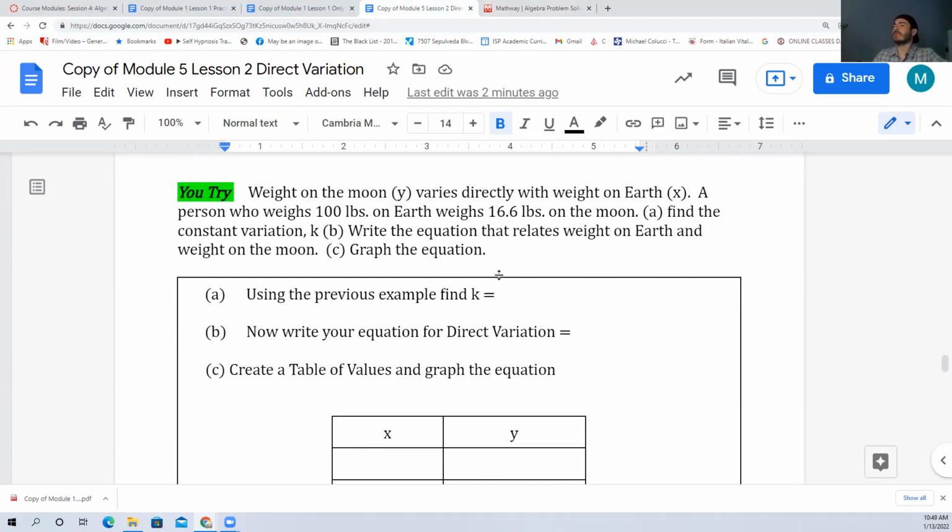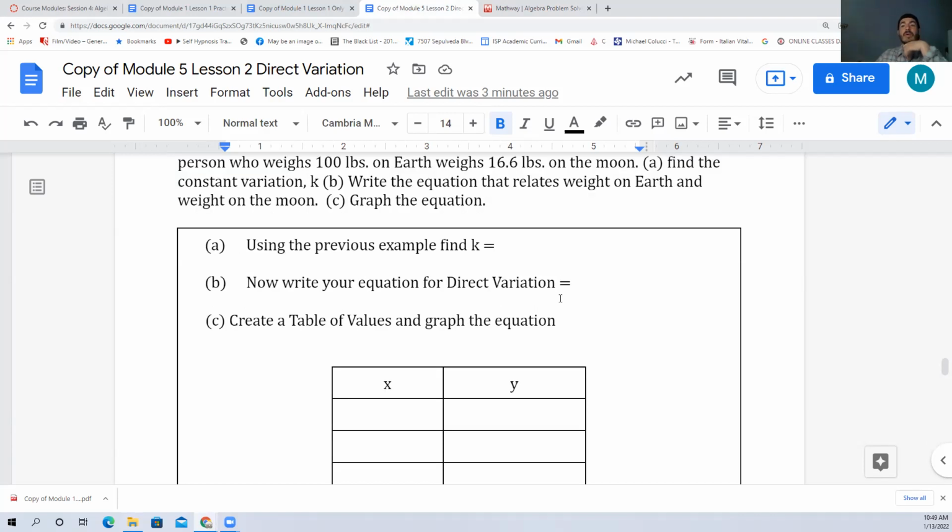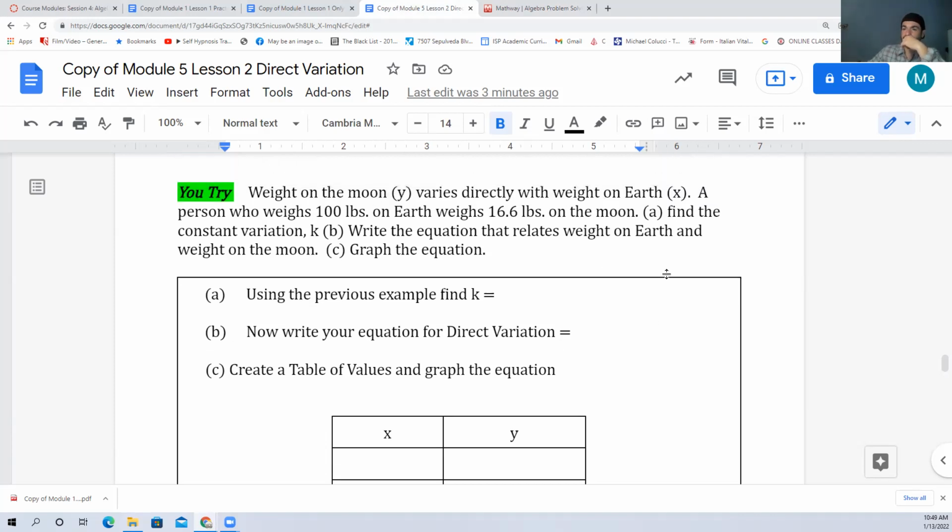Weight on the moon, y varies directly with weight on Earth, x. So this is the try-it-yourself. A person who weighs 100 pounds on Earth weighs 16.6 pounds on the moon. Find the constant variation k, write the equation that relates weight on Earth and weight on the moon, and graph the equation. All right, so if you want to pause the video at this point and try this on your own, I encourage you to do that. And then when you have an answer, you can just restart the video and see if you're right.